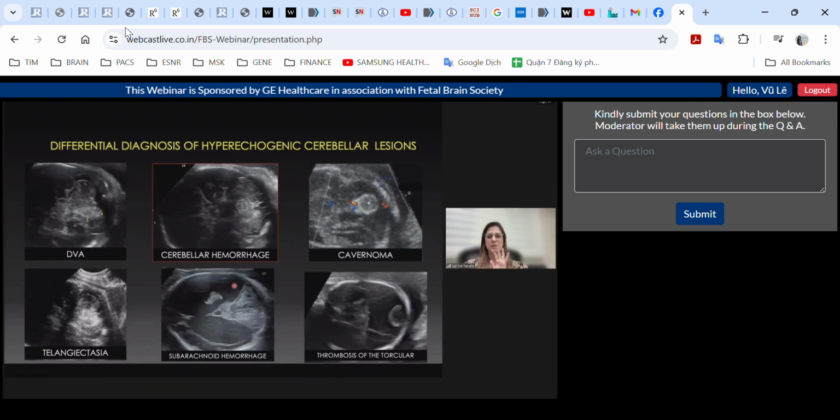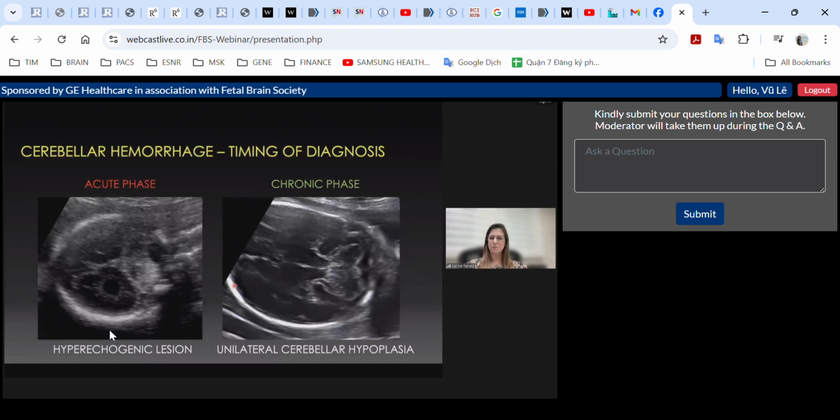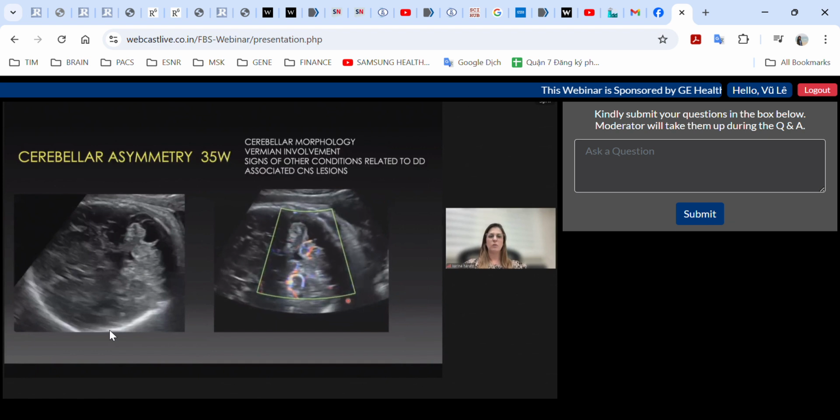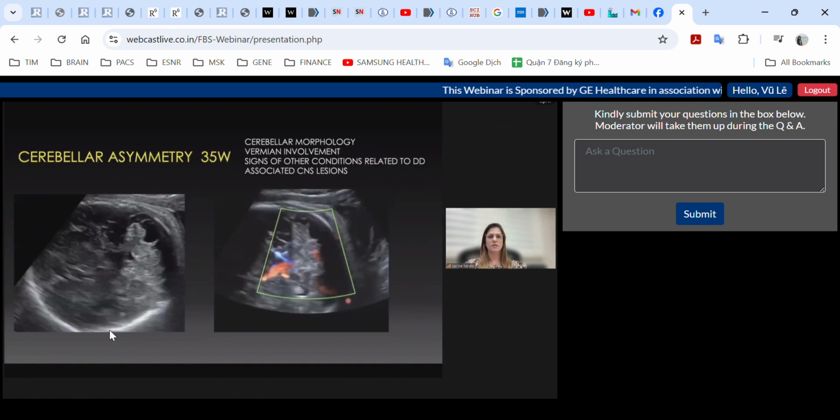The cerebellum is blurred, suspect the presence of blood outside the cerebellum. And we are going to finish with the second part, which is the chronic phase. So normally we are going to see an asymmetry in the cerebellum. So how can we work up for cerebellar asymmetry?